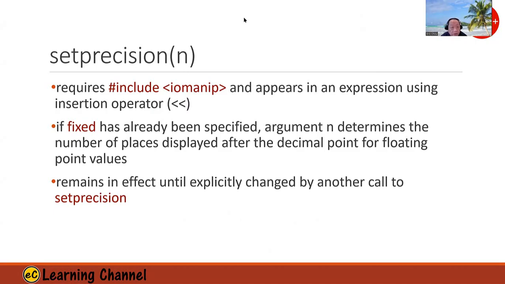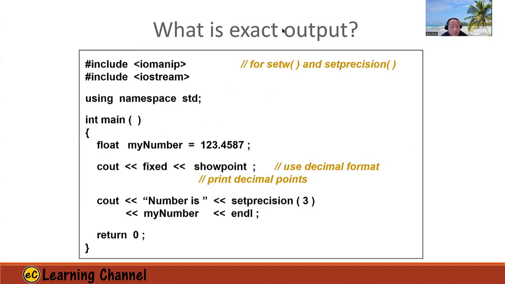Whenever you use it, you have to include iomanip. Fix means that it determines the number of places after the decimal point, so it will be fixed and will not change. And setprecision, you can set different precision. In this program, you use fixed and showpoint to print the decimal point, and then you set precision to be 3 and print the number.